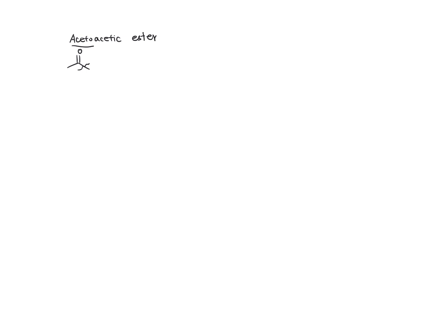This is your acetyl group, and acetic ester has an ester, and specifically we usually use ethyl acetate. So this compound here is called ethyl acetoacetate. So this is our starting material.